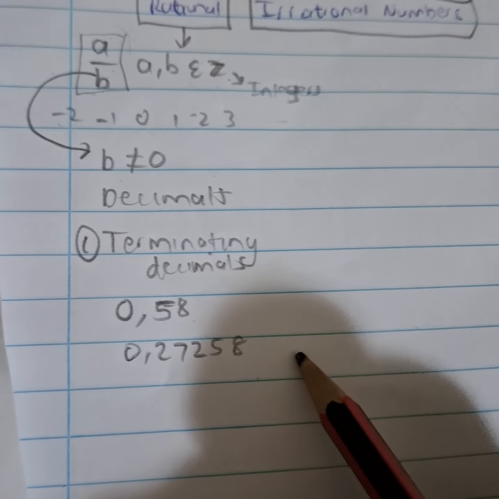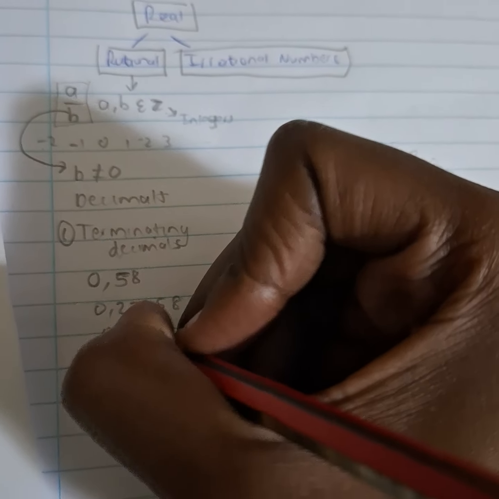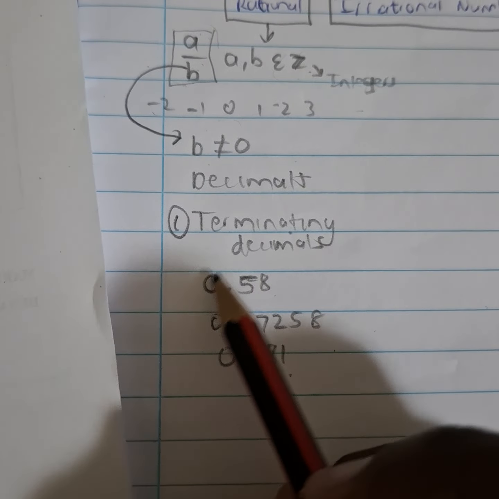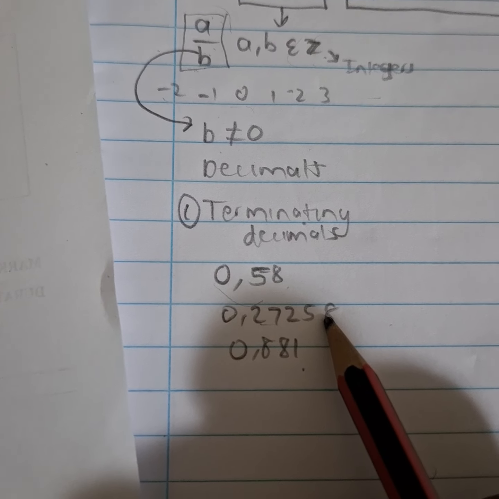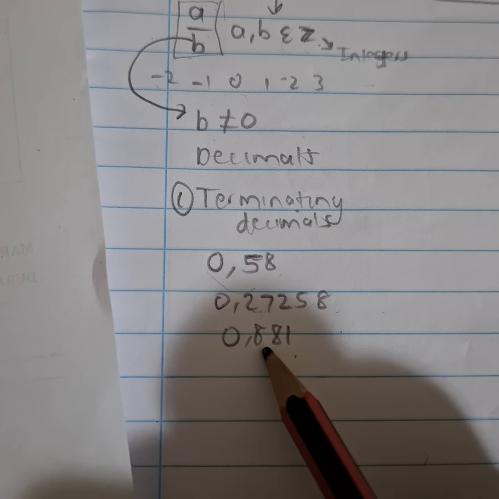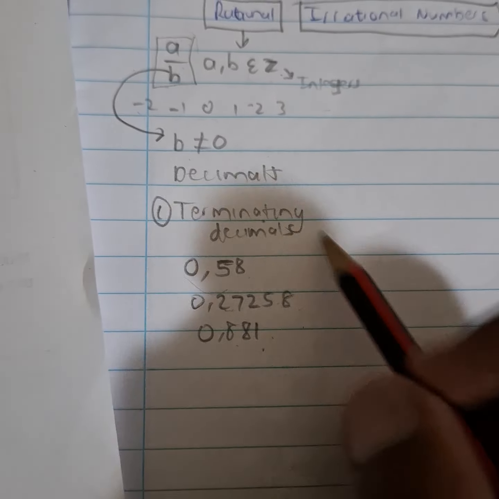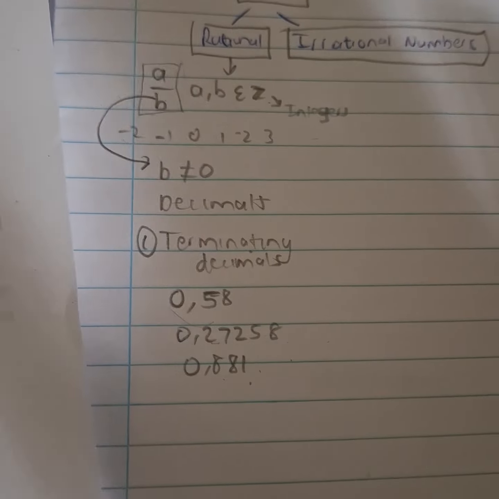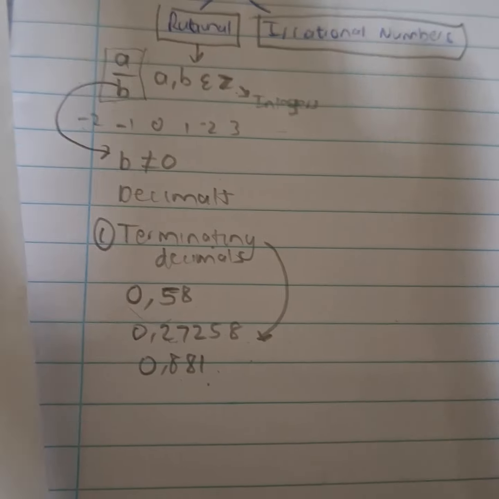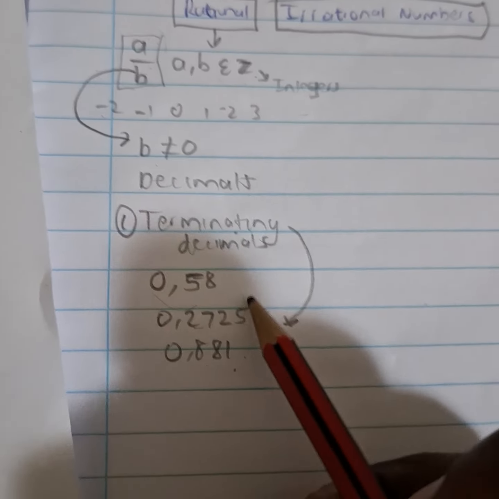258, stop. 0.881, stop. Okay, so this is rounded off to 2 decimal places. This is rounded off to the fifth decimal place. This is rounded off to 3 decimal places. So all rounding offs to a certain decimal place would qualify as a terminating decimal, because it stops at a certain decimal place. That's a terminating decimal.